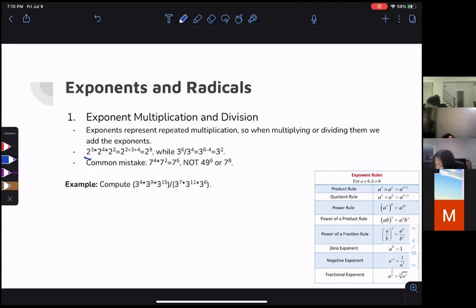And this is a common mistake sometimes. 7 to the 4th times 7 squared is 7 to the 6, not 49 to the 6. You don't multiply these two bases. It's not 7 to the 4 times 2, which is 7 to the 8th, or anything else. It's just 7 to the 4 plus 2, 7 to the 6. All right, and now for the example, I've already got some answers.